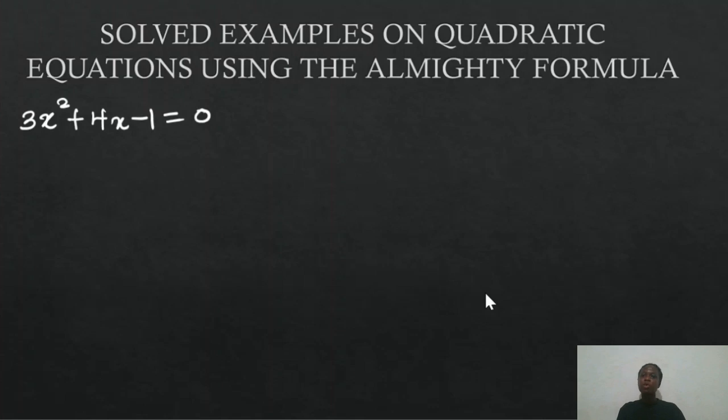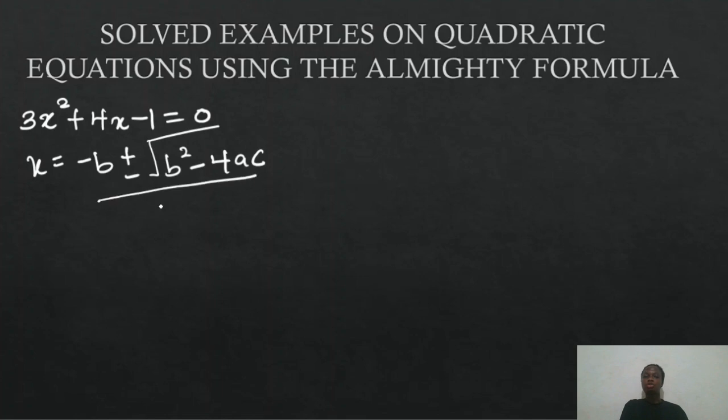In today's video, we are going to look at some solved examples on quadratic equations using the almighty formula. In the previous video, we learned that the almighty formula gives us x equal to negative b plus or minus the square root of b squared minus 4ac, all over 2a. What we are supposed to do here is to identify what a, b, and c are.